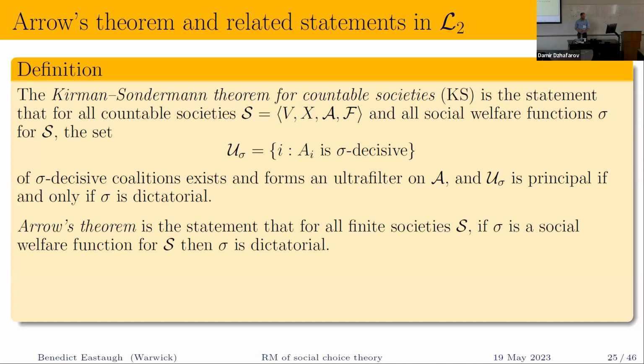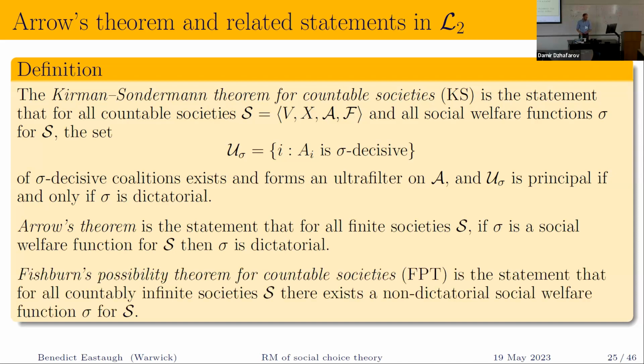Arrow's theorem just says if you have a finite society and a social welfare function for that society, then it's dictatorial. And Fishburn's possibility theorem for countable societies just says, if you have a countable society and it's infinite, so the set of voters is infinite, then there exists a non-dictatorial social welfare function for that society. So all of the statements of the theorems just come out immediately from this definition of countable society.